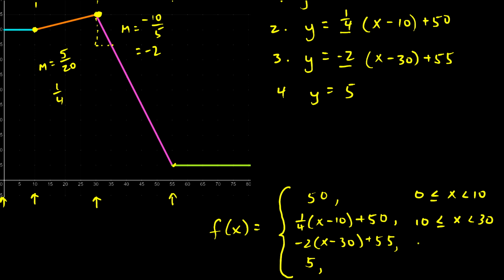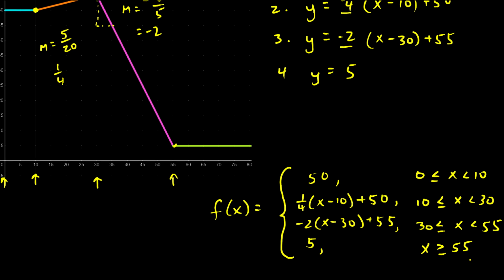So our third piece here is 30 is less than or equal to x, which goes up to 55, which is less than 55. And our last piece goes from 55 all the way to infinity, or we can just say when x is greater than or equal to 55. And it is that simple. Hope that helps.